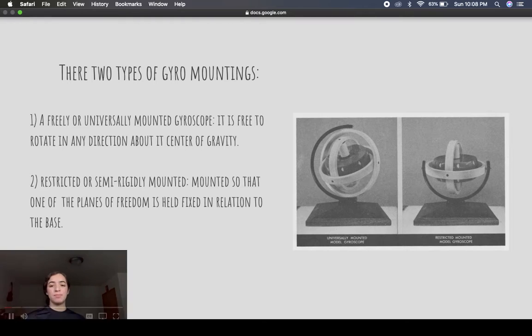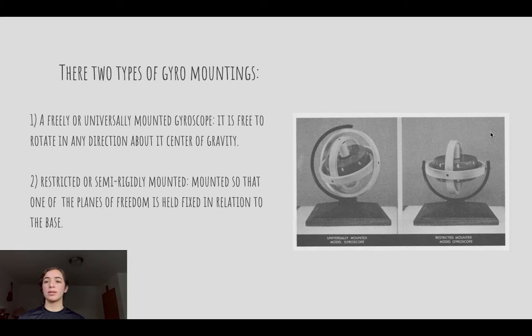There are two general types of mountings, but the way they are set will depend on which gyro property wants to be utilized. The first one is called universal or freely mounting. This type of mounting allows the instrument to rotate freely based on its center of gravity. And the second type is called restricted or semi-rigidly mounted. In this type of mounting, one of the wheels or planes of freedom is attached in relation to the base of the gyro.